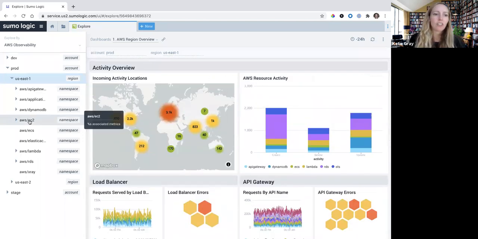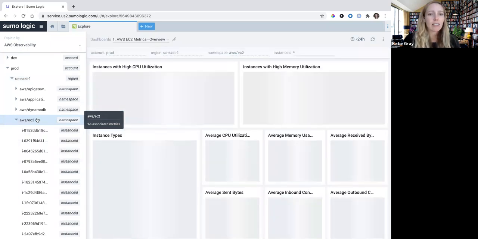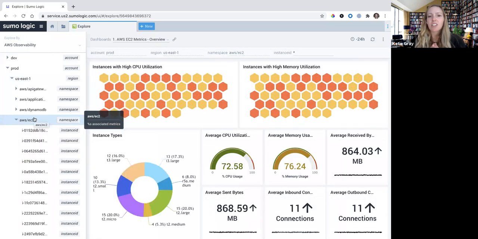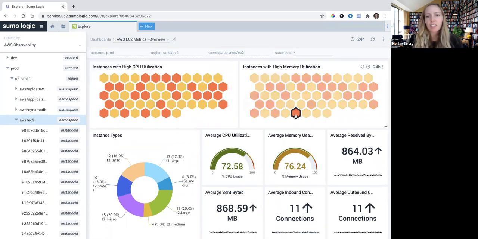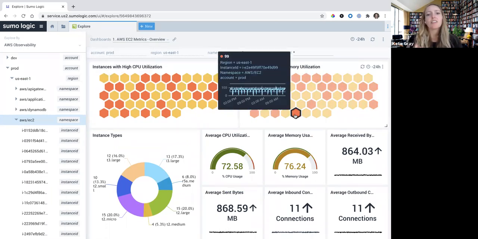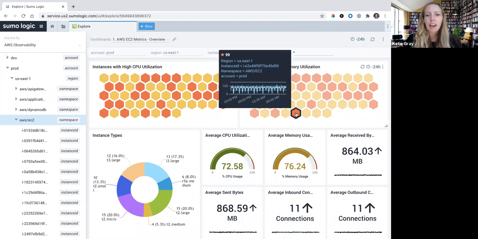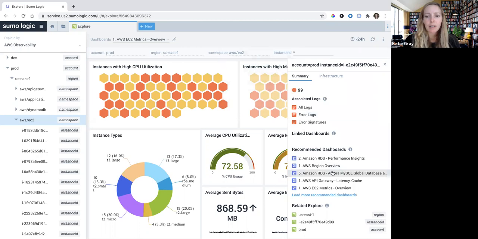From here, I can jump in to look at a specific service. If I want to look at EC2, you'll notice that the dashboard adjusts to give me what's important to understand about my EC2 instances. Here I can get a snapshot of instances with high CPU utilization, high memory utilization, and so forth. From here, you can jump into a specific entity if it looks like there's an issue. This metric is telling me, again, high memory utilization, and I can click on a specific honeycomb.